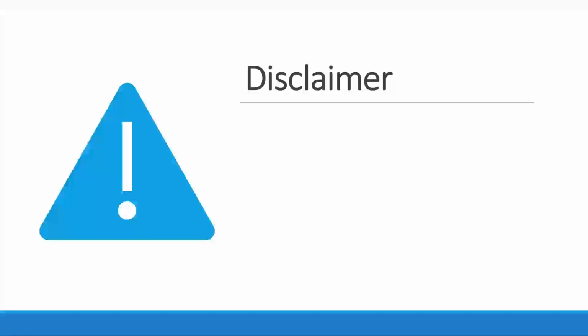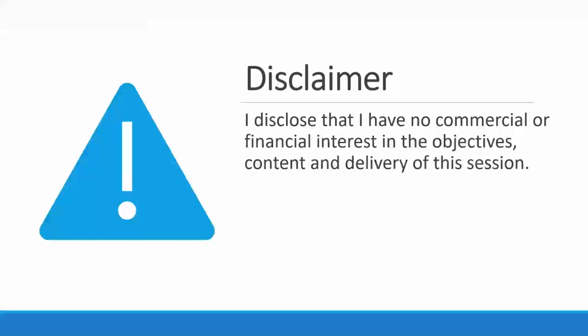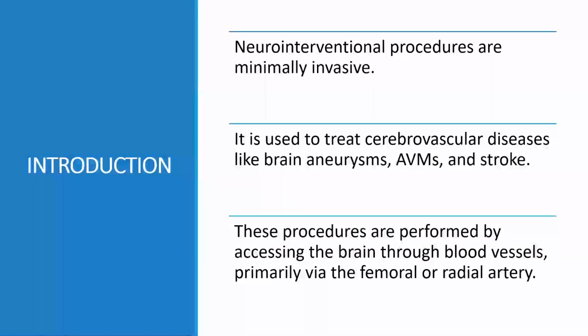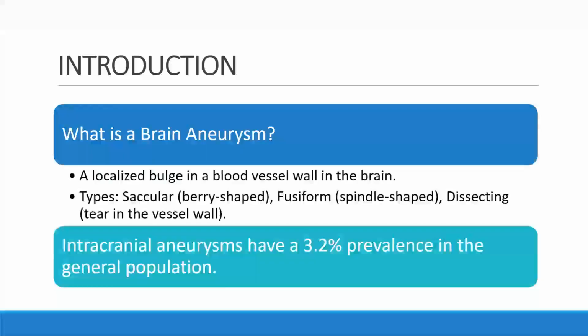I disclose that I have no commercial or financial interest in the objectives, content, and delivery of this session. Neurointerventional procedures are minimally invasive, and are used to treat cerebrovascular diseases like brain aneurysm, AVMs, and stroke. These procedures are performed by accessing the brain through blood vessels, primarily via the femoral or radial artery. These are just basic things which you all must already know. I'm just going through this.